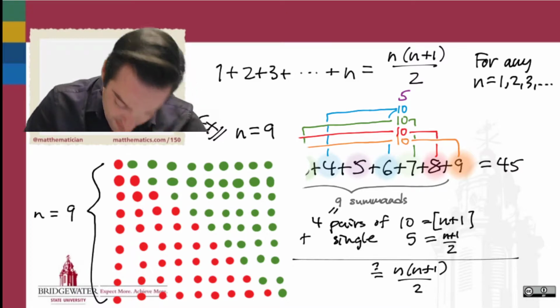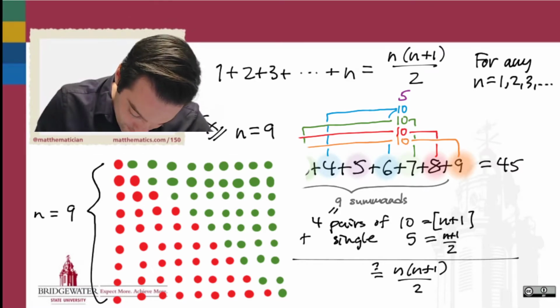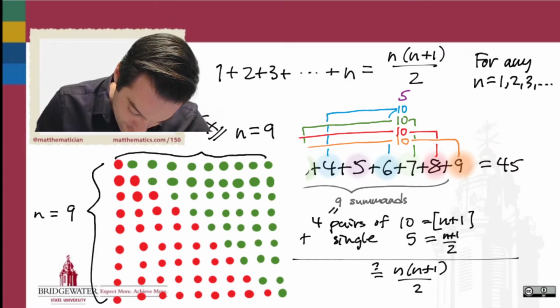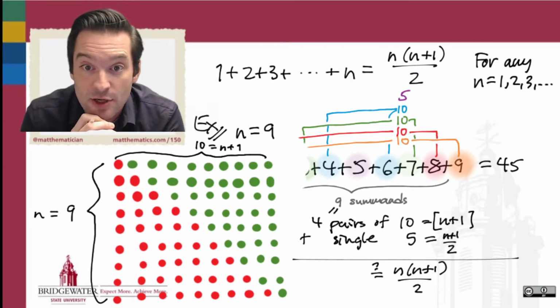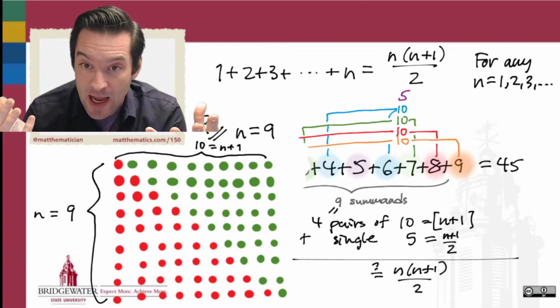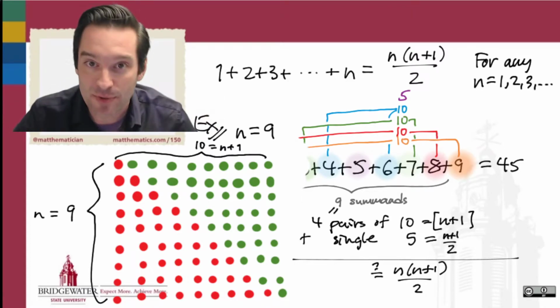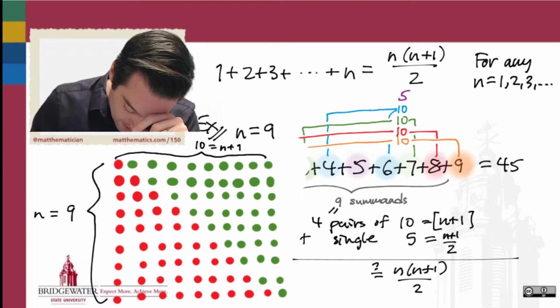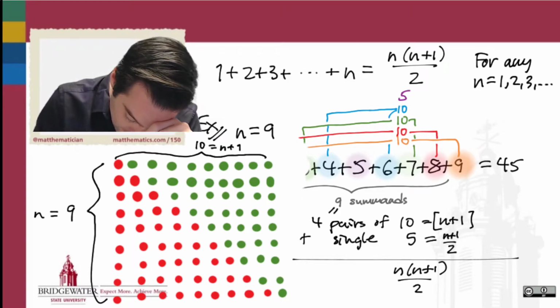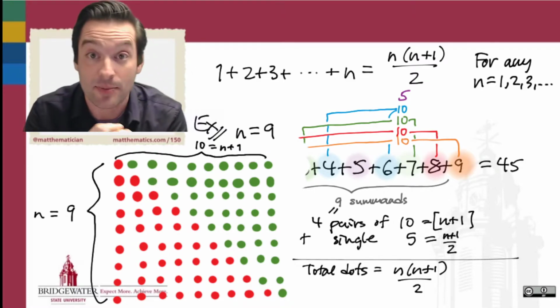And so I still have a diagram of 9 rows. But now how many columns do I have? I have 10 columns, which is n plus 1. Right? And so if I want to know how many red dots there are, I might ask, how many total dots do I have in this diagram? And because we do know how to compute the number of dots in a rectangular array, which is what I have, the total number of dots is n times n plus 1. So total dots is n times n plus 1.